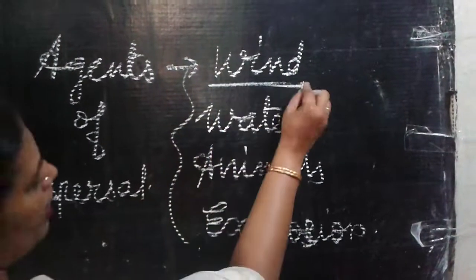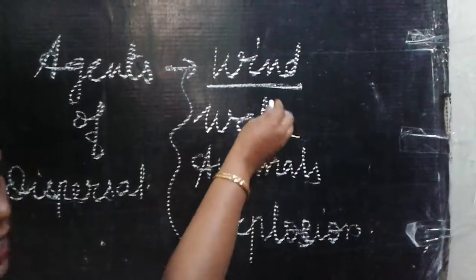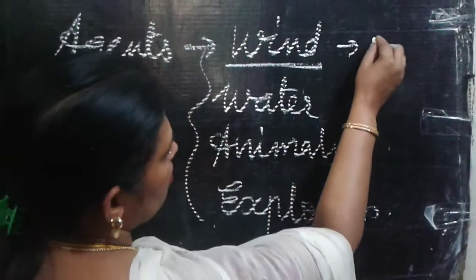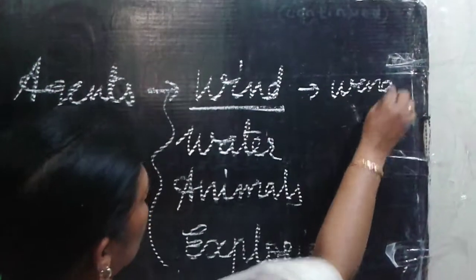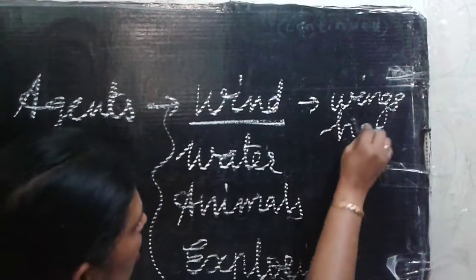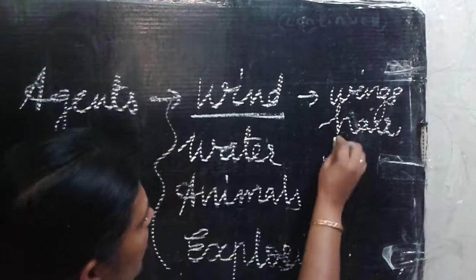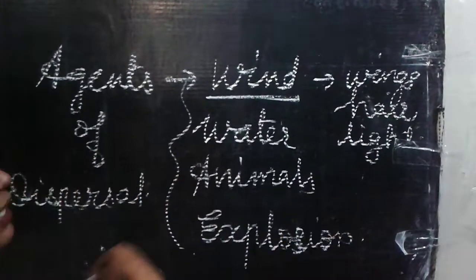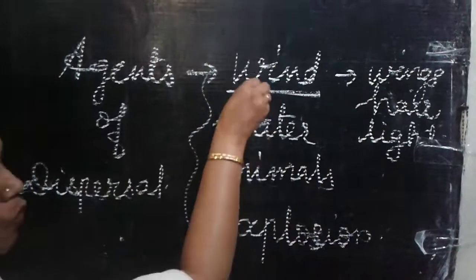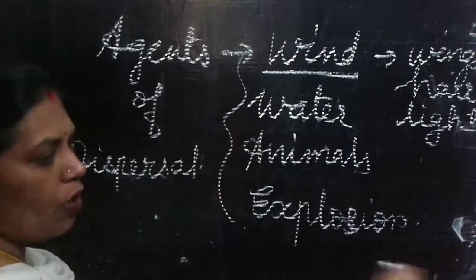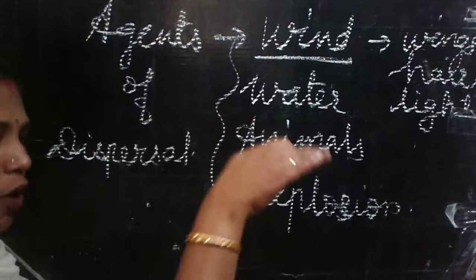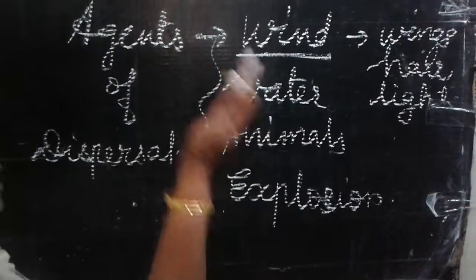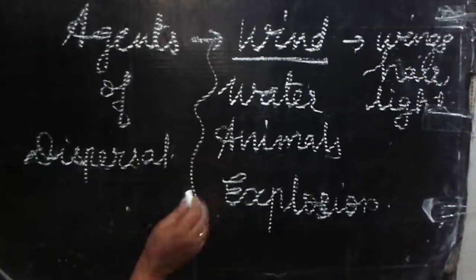By wind, that means some seeds have wings, or they have hairs, or they may be light in weight. When they fall down, they will be carried away by the wind and dropped somewhere else, and on whichever place they fall down, from there they will grow.